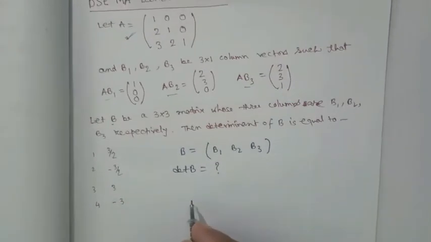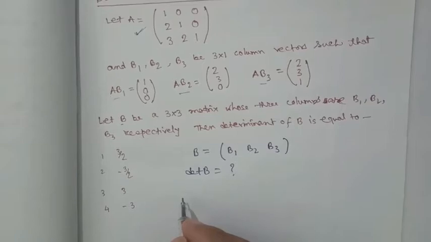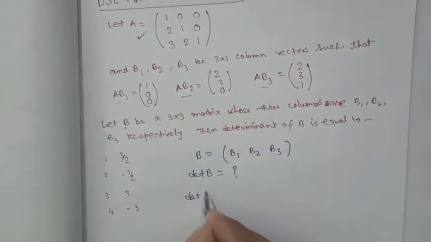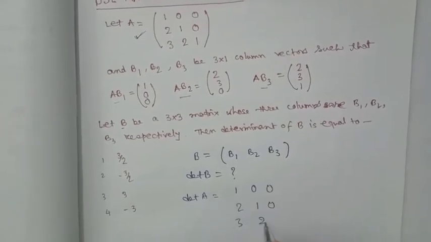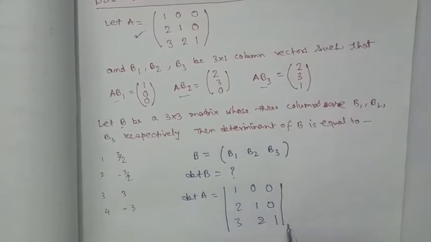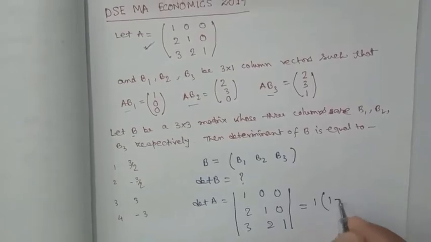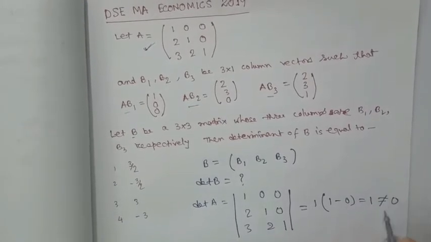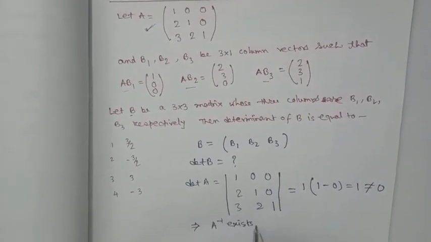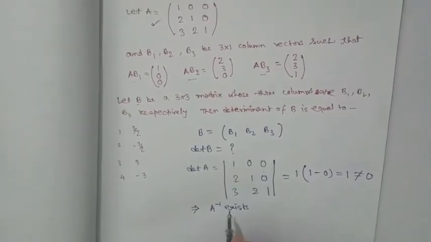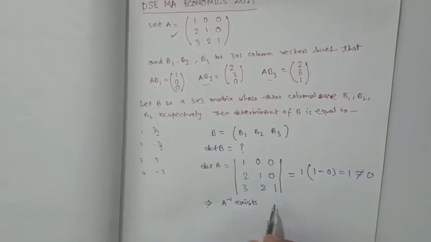First of all friends, we find the determinant of A to see whether A inverse exists or not. Det A equals 1 0 0, 2 1 0, 3 2 1. Expanding by the first row, we get 1 into 1 minus 0, that is 1, not equal to 0. This implies A inverse exists. So friends, the determinant of A equals 1 and this implies A inverse exists.